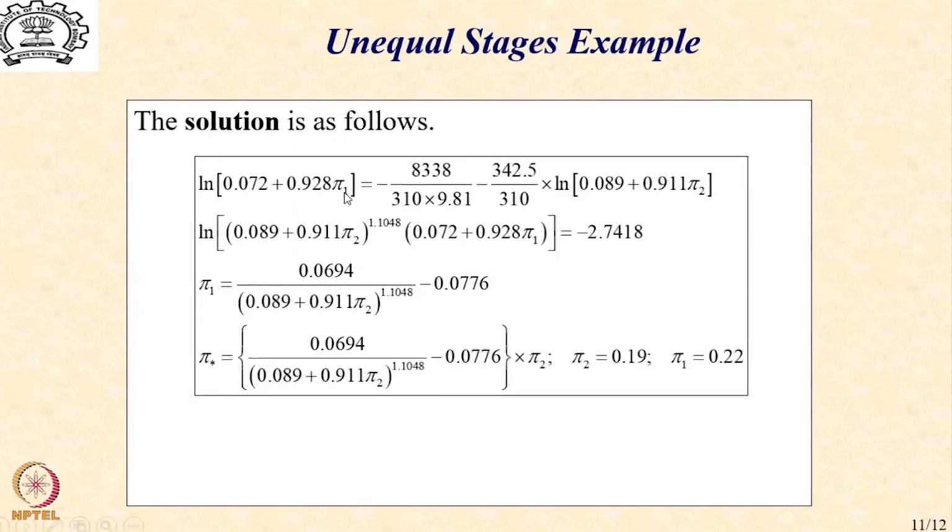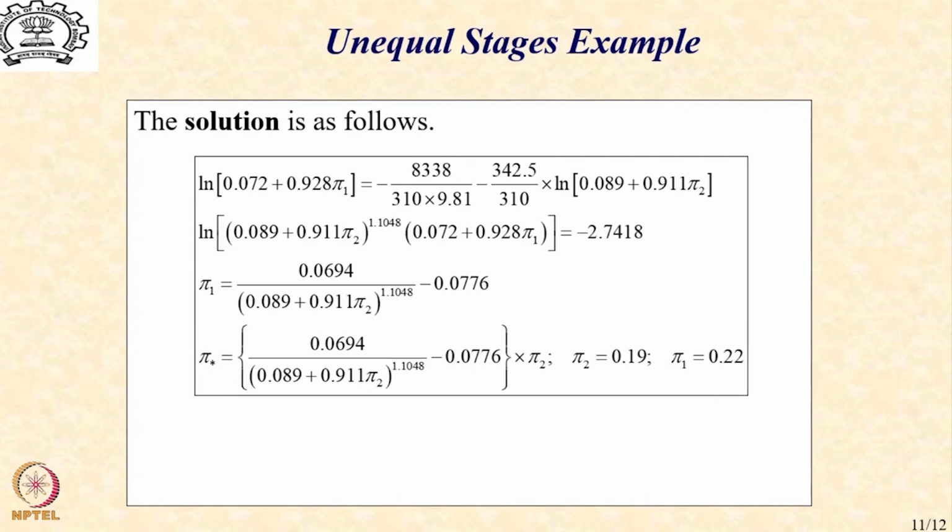So again I take the pi 1 and substitute into the constraint relation with the velocity of 8338 meters per second and get an expression of pi 1 in terms of pi 2 as 0.0694 divided by 0.089 plus 0.911 pi 2 to the power 1.1048 minus 0.0776. We define pi star as the product of these two, and differentiate this with respect to pi 2. I have skipped those intermediate steps, but my suggestion is that you verify those steps.